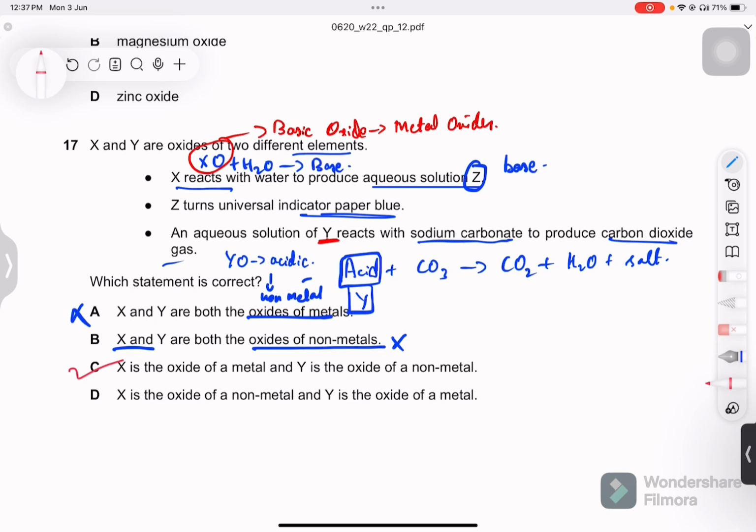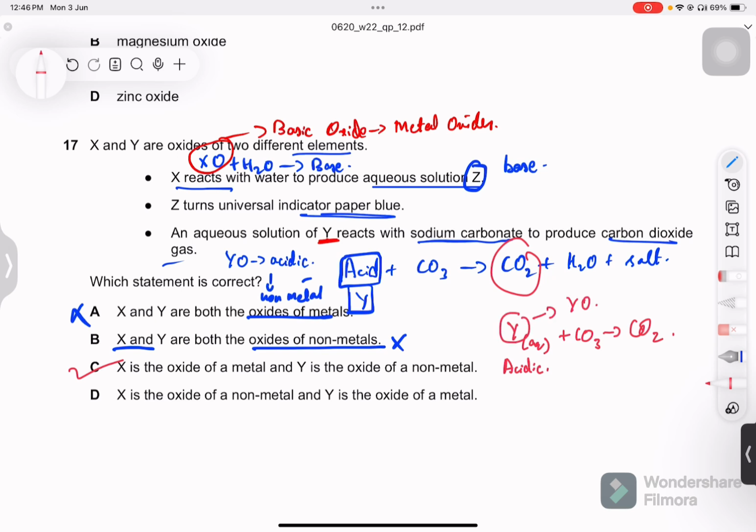So let me repeat. The aqueous solution of Y reacted with carbonate to produce carbon dioxide. So this means that this solution is acidic. And we know that this is the acidic solution of Y. So if Y forms, and what was Y? Basically, Y was an oxide.